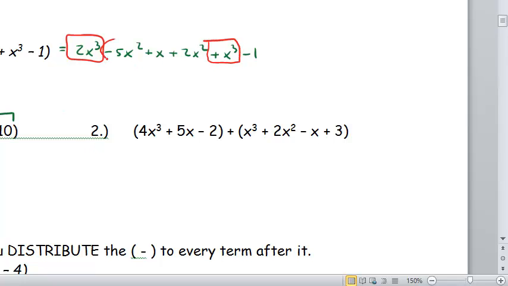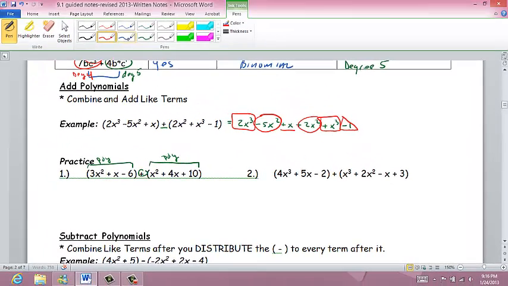Then I'll move on to circles. Put a circle around negative 5x squared. What else can get a circle? 2x squared. Can x be combined with anything? No. Can negative 1 be combined with anything? No. Now when we write these, we want to write them in descending order to put them in standard form.